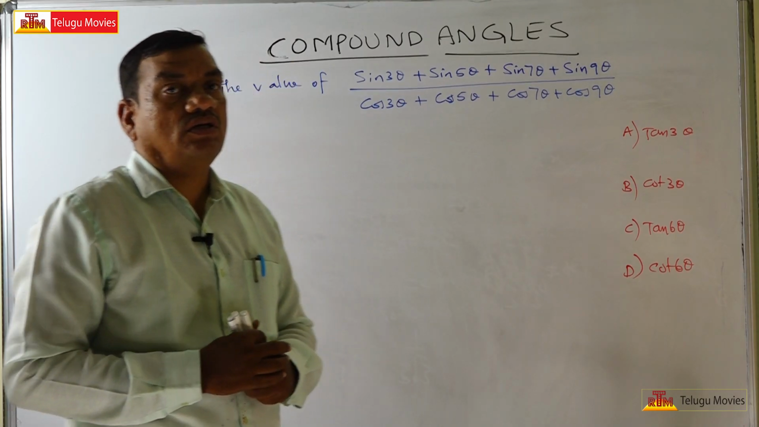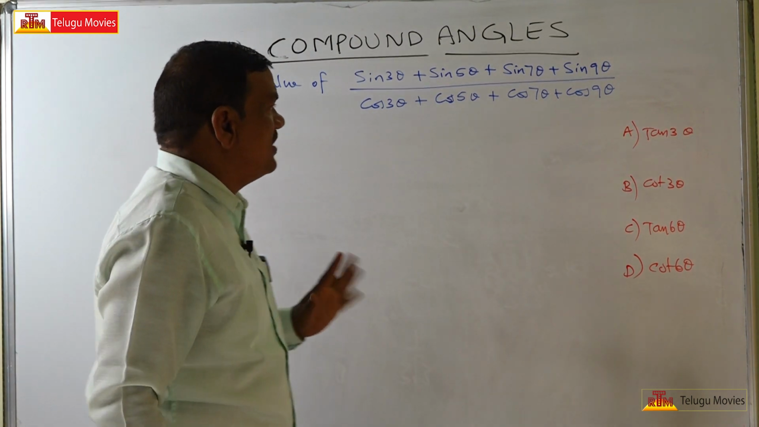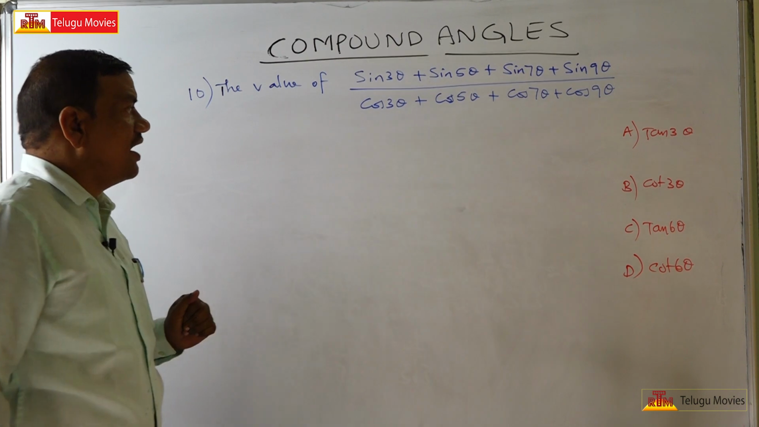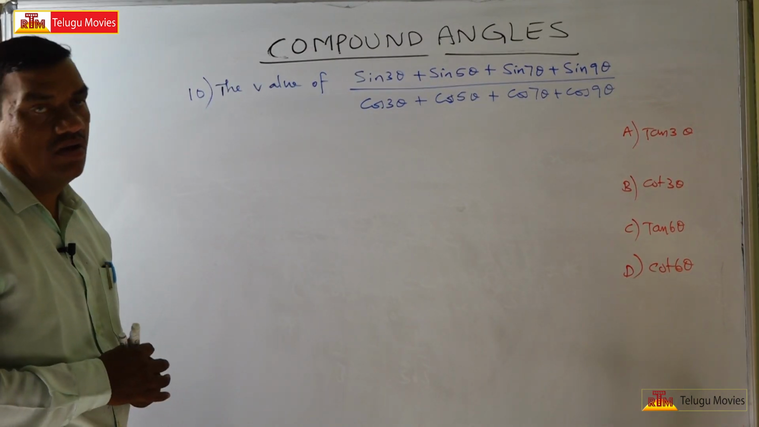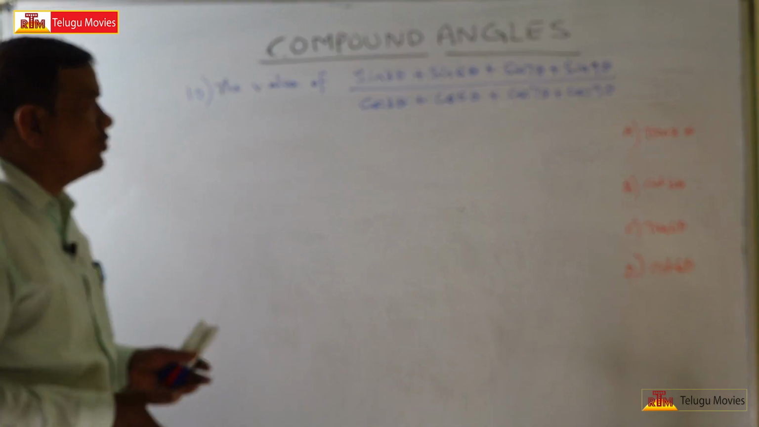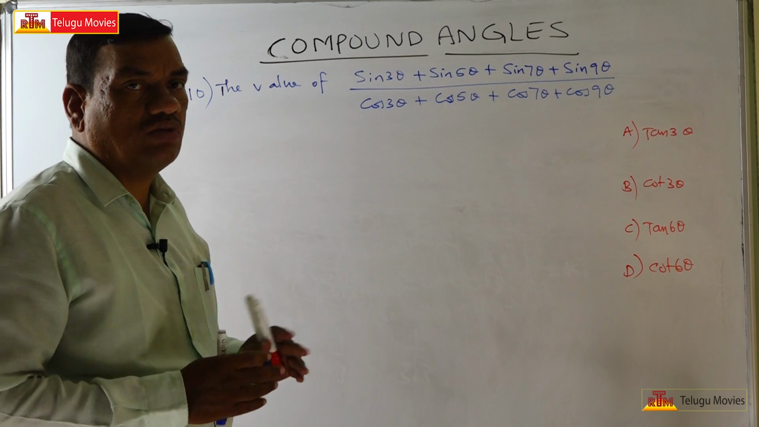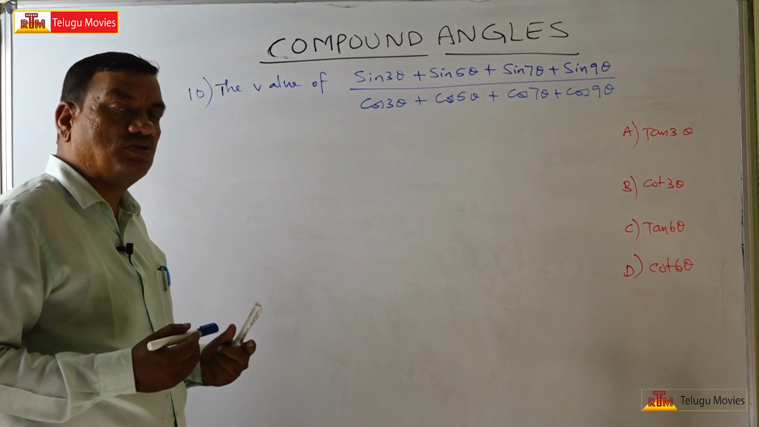Welcome to the next problem. The value of sin 3 theta plus sin 5 theta plus sin 7 theta plus sin 9 theta upon cos 3 theta plus cos 5 theta plus cos 7 theta plus cos 9 theta. Generally, students will start with the sin C plus sin D formulas, all these things. So I will tell one short trick formula, which will be very, very useful.